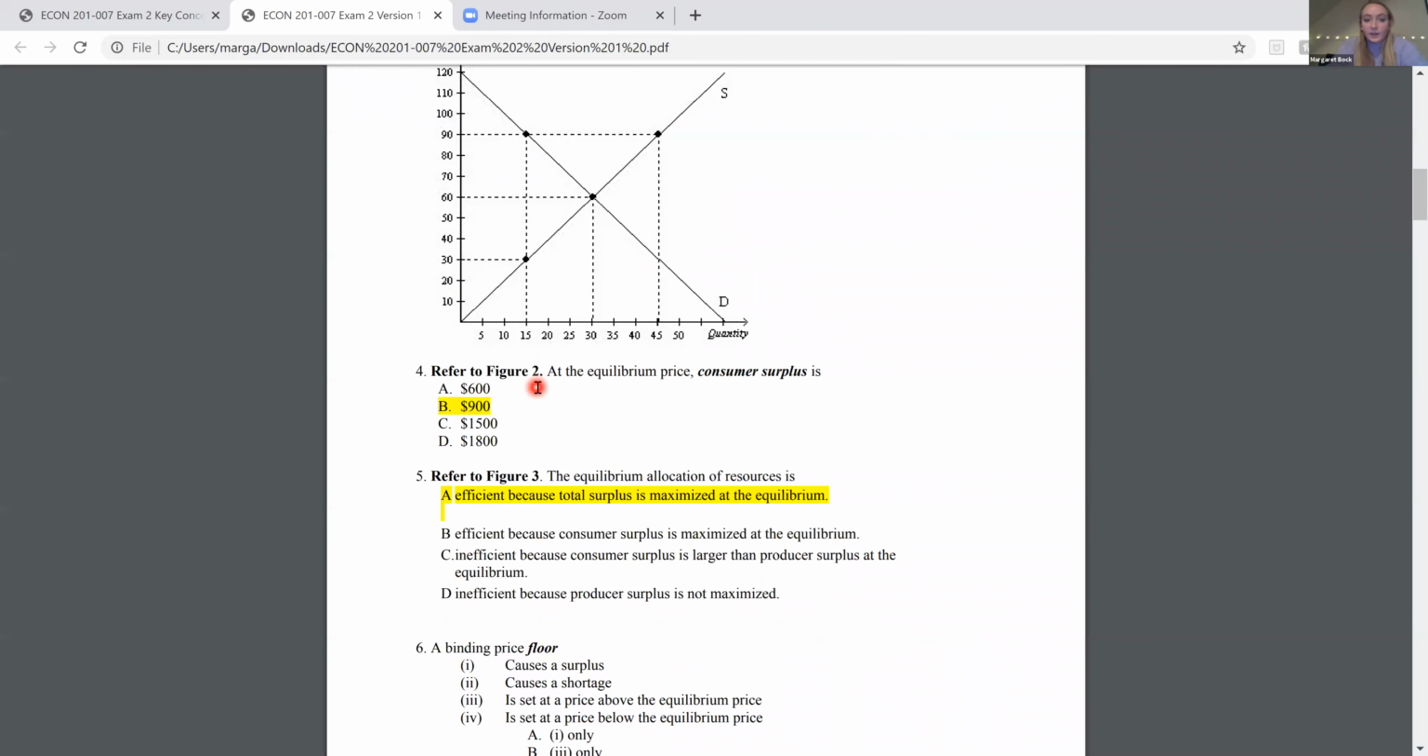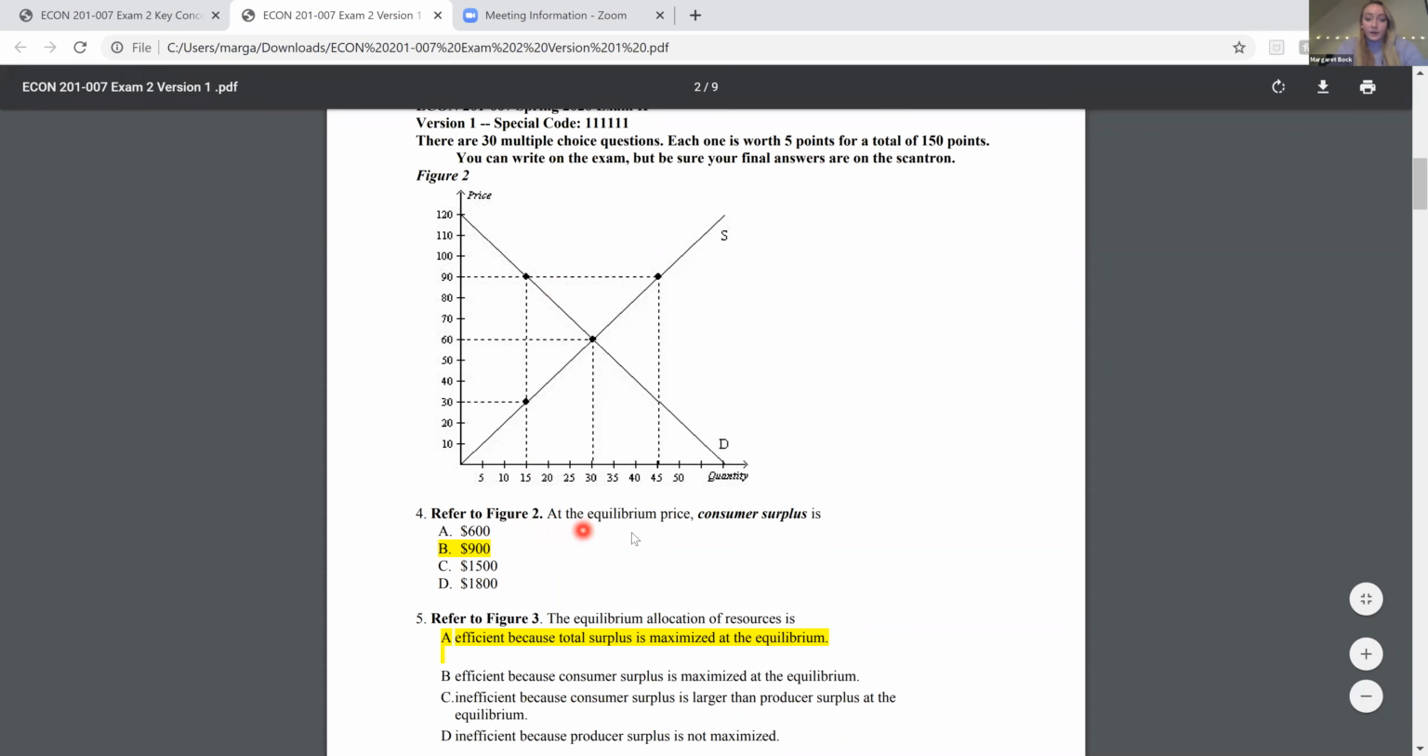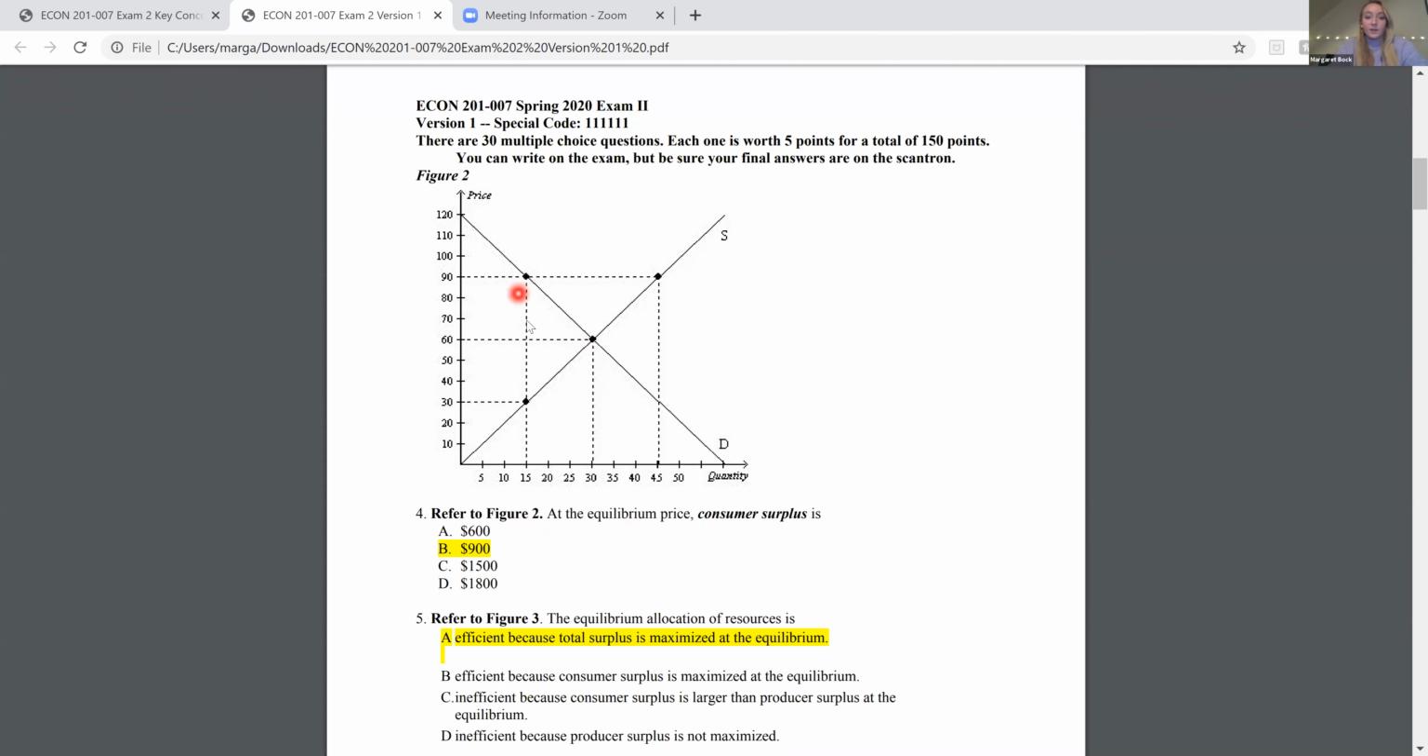Okay, so then we also talked about, well, this kind of goes back to the consumer surplus definition that I just gave a couple minutes ago. But this required you to actually calculate the area of the triangle. So referring to this figure now, at the equilibrium price, consumer surplus is blank. So in this figure, we know that the consumer surplus is the area below the demand curve and above the price. So it would be the area of this triangle right here.